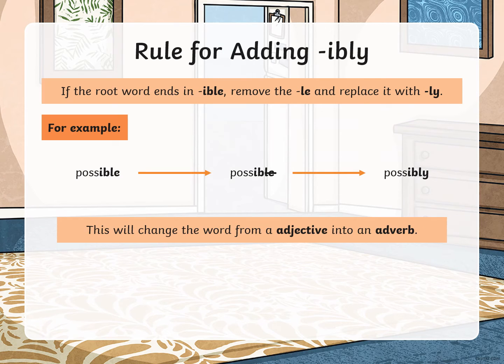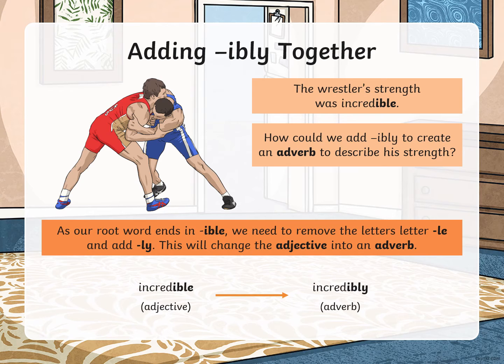So the rule for adding ibly then. If the root word ends in ible, remove the le and replace it with ly. For example, possible: we drop the le and it turns into possibly, the adverb. This will change the word from an adjective to an adverb. There are lots of variations, but you could have said the wrestler was incredibly strong. I'm sure you could think of much better ones than that, and I look forward to seeing some of those in your work.